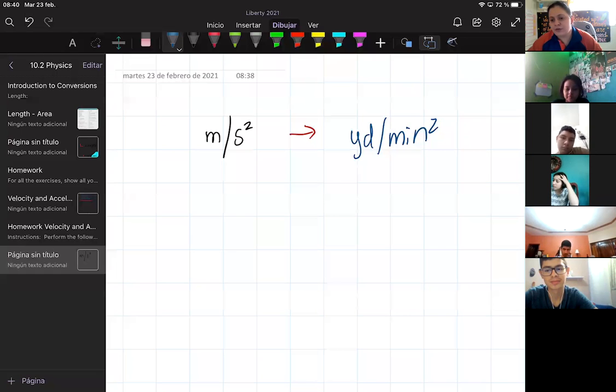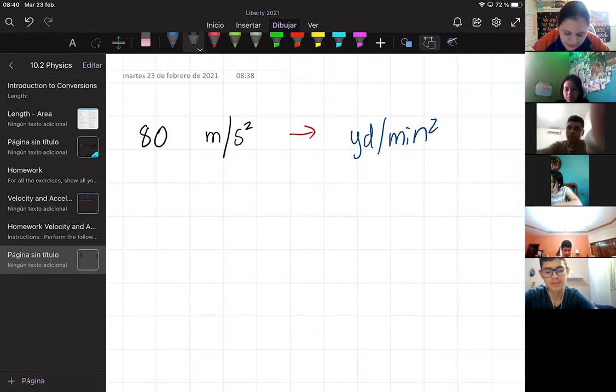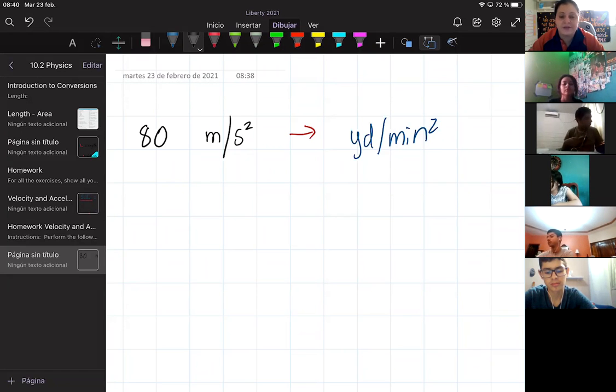Okay, so I'm going to do an example for you. Let's say I'm giving you 80 meters over second square, and I say, guys, I need you to express that acceleration in yards per minute square. So the first step that you have to do is put it in a fraction form, okay?